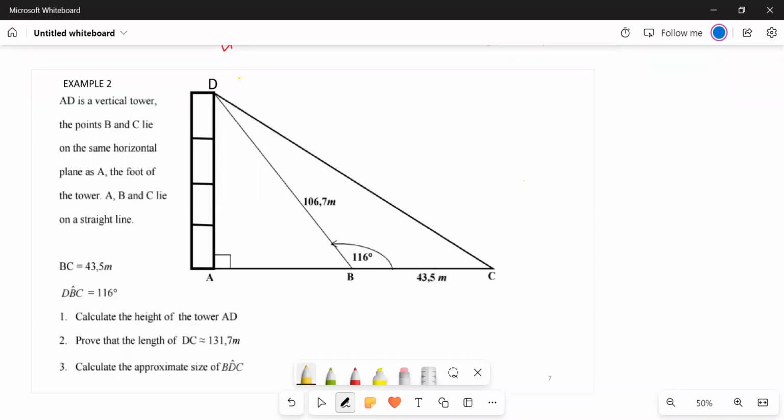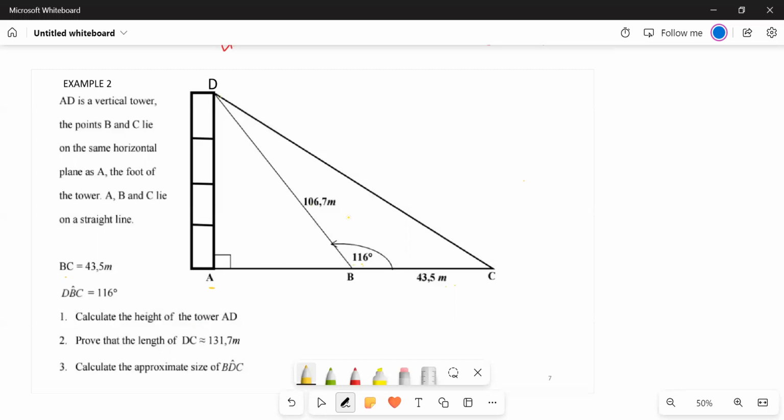They said here we have AD, which is a vertical tower. And then they say points B and C lie on the same horizontal plane as A. We have BC, which is given as 43,5. Okay? And then we are given this angle here, which is equal to 116. And we're also given DB, which is equal to 106,7 meters.